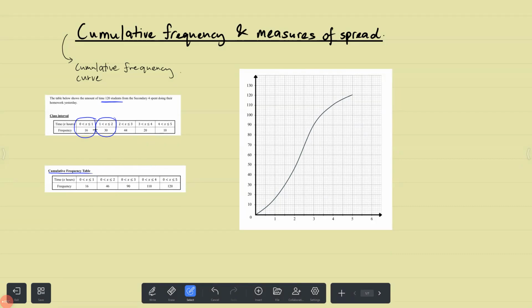So what's next? Well, we're going to try to transfer this information into a cumulative frequency curve here. Of course, it's already been drawn for you, and let's understand what the cumulative frequency curve is all about.